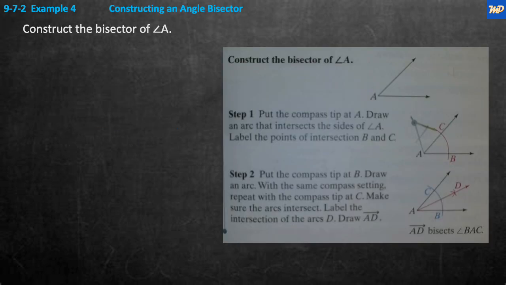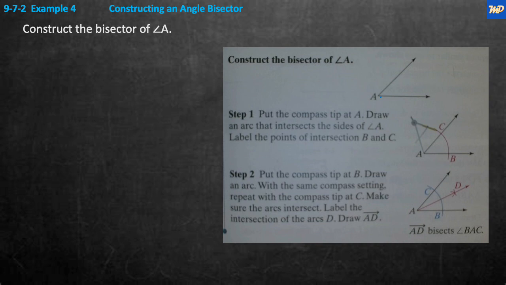Okay, example 4, constructing an angle bisector. Construct a bisector of angle A. Well, it's pretty much just like we've done before. Here's angle A, right? There's my pen. Angle A, right here, and it goes out. Okay, I'm not going to try to draw it.